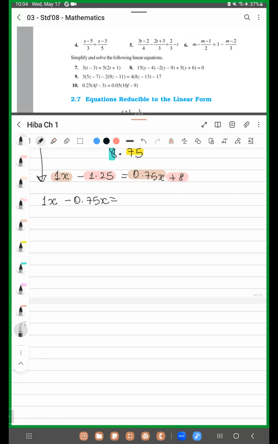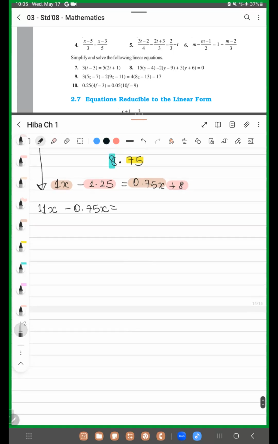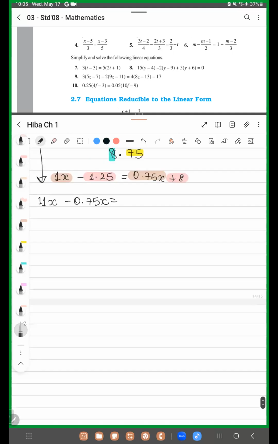But look, what if we have 11x? How will we subtract it from 0.75? Where will we put the 11 when subtracting? Tell me, in the number 11, where is the decimal point? It's over here, right? We can't see it, but by default the decimal point comes after the one's digit, right? Yes.